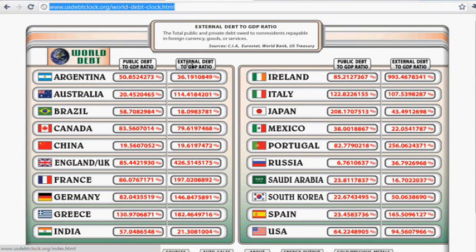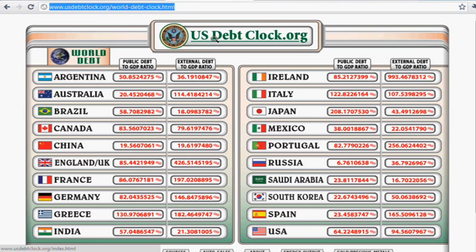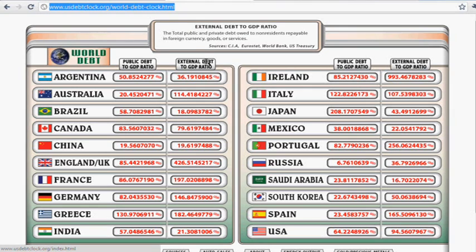And when I look at the information on the top of the screen, I can see how they explain what the public and external debts happen to be. For example, external is the total public and private debt owed to non-residents, repayable in foreign currency, goods, or services. If that confuses you a little, I'm not surprised.